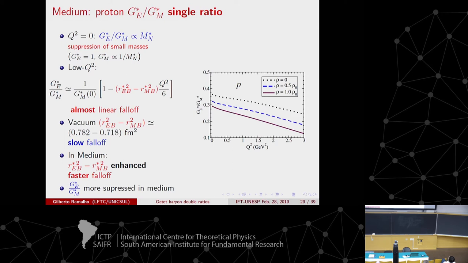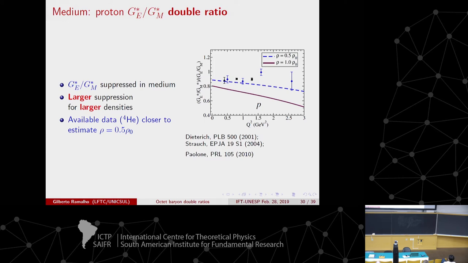Also, at low Q squared, you can perform an expansion of this ratio in terms of the electric square radius of the proton and the magnetic square radius of the proton. So you obtain this simple expression, which suggests a linear falloff, and we don't have that, but we have almost a linear falloff. In the case of vacuum, this falloff is slow because this factor is small. In medium, this value is enhanced, so the falloff is faster. In any case, from this graph, you can already see that G_E over G_M is suppressed in medium.